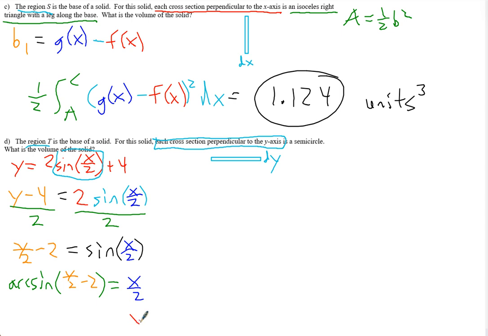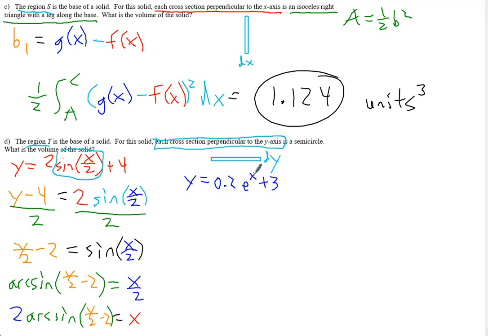And the last step to solve for x, you would just multiply by 2. So we get x equals 2 times arc sine of y over 2 minus 2. Okay, and let's do the same thing for the other one. The other one, we've got g of x, which is like y, equals 0.2 e to the x plus 3.